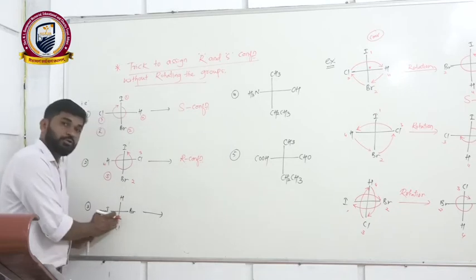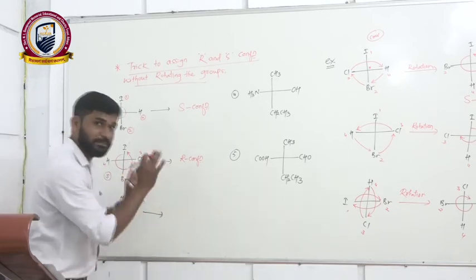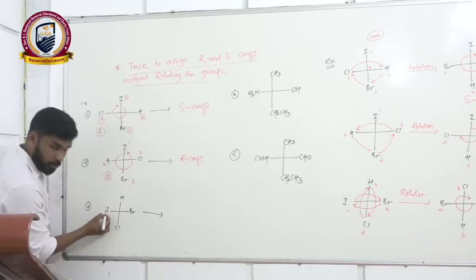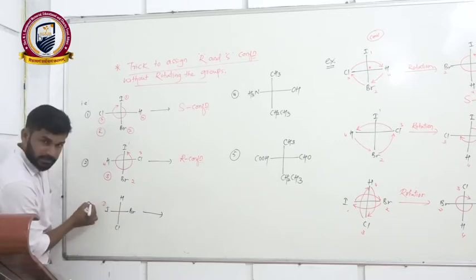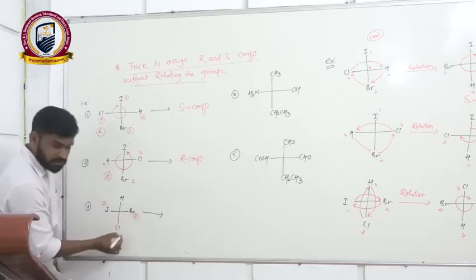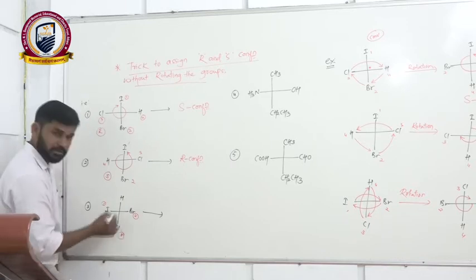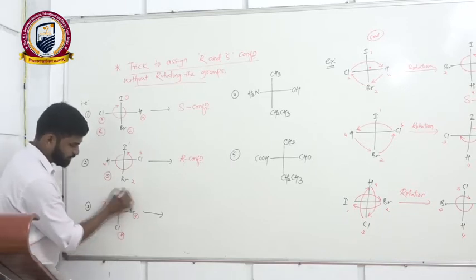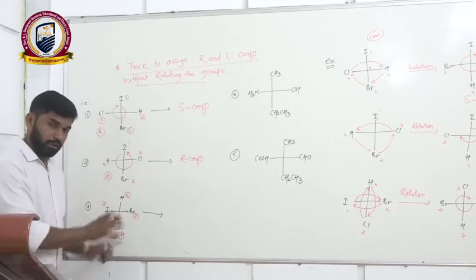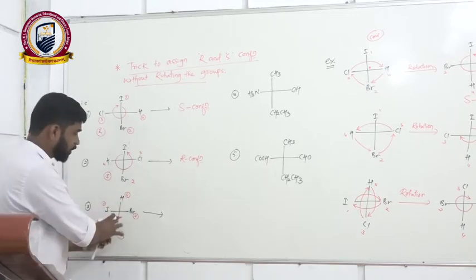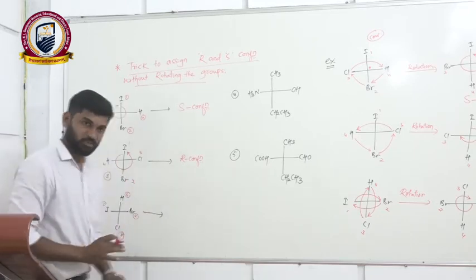Whatever the configuration you are going to get, write it the same, and that will come out correct. First priority will be given to iodine, second priority to bromine, third priority to chlorine, and the fourth priority to hydrogen. Here, whatever configuration you get, write the same configuration as the answer. That will be the right answer only.